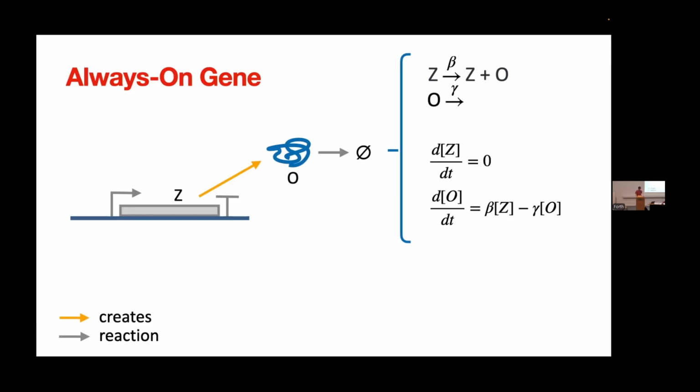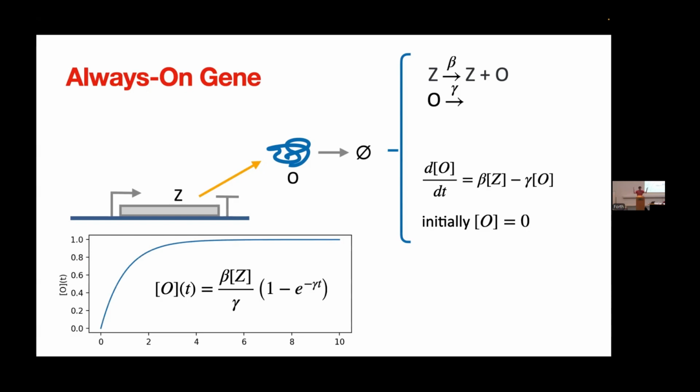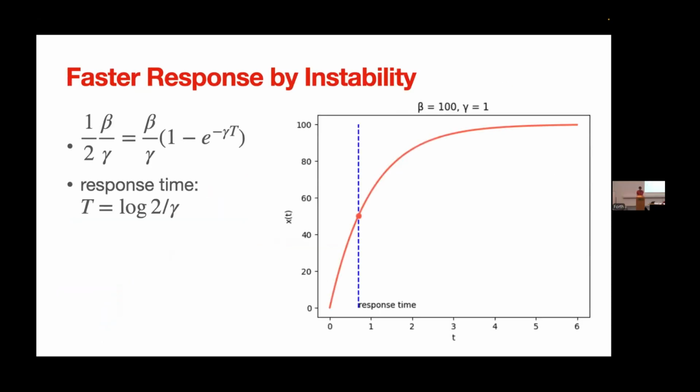Okay, so as soon as you have that, you can integrate this ODE. It's a linear ODE, and if you assume that O starts at 0, you see this kind of charging curve. There is a limit because at some point degradation kicks in if you have too many of them, but you have this exponential approach to your steady state.